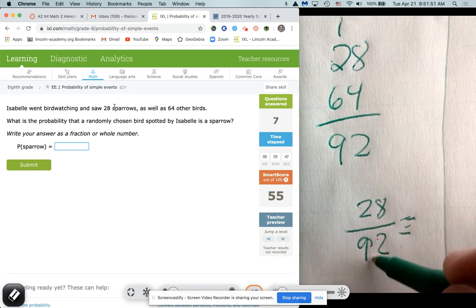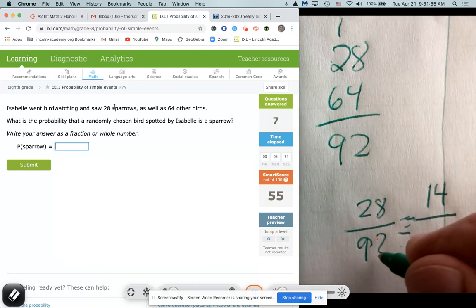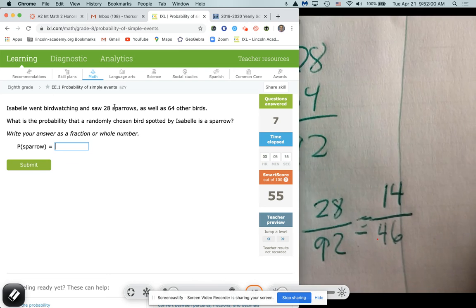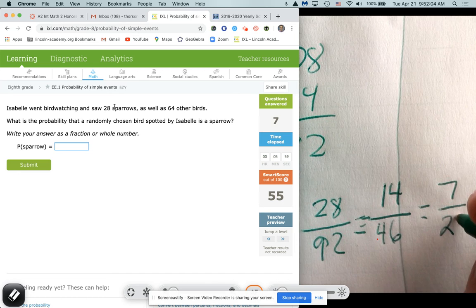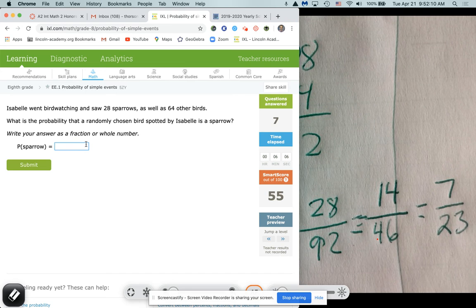I'm going to reduce that because they're both even. That's 14 over 46. That still reduces to 7 over 23. And I believe that's as far as it goes. So again, write your answer as a fraction or a whole number. I'm going to write that as 7 over 23.